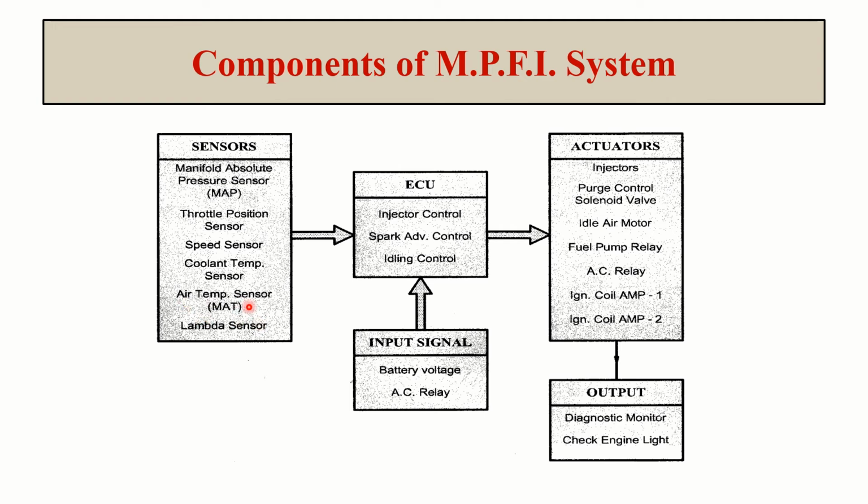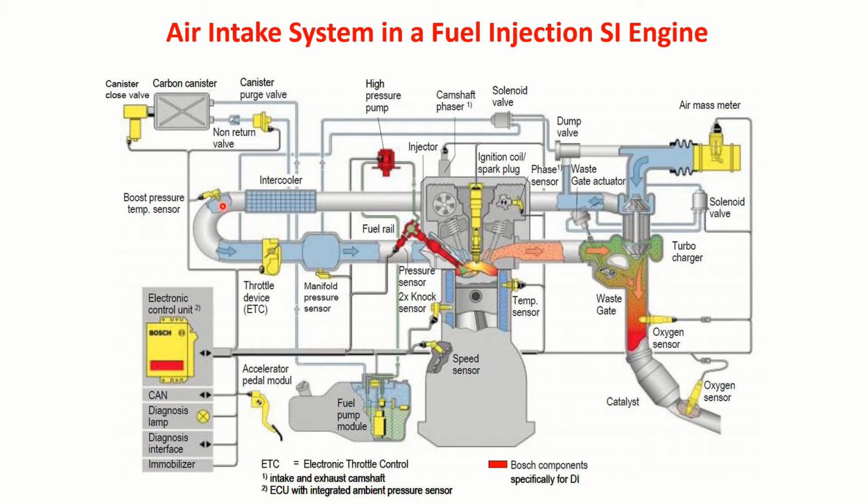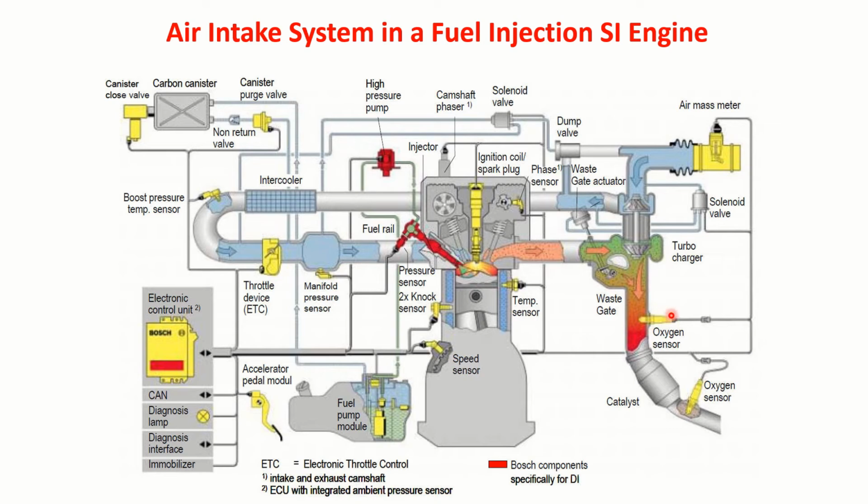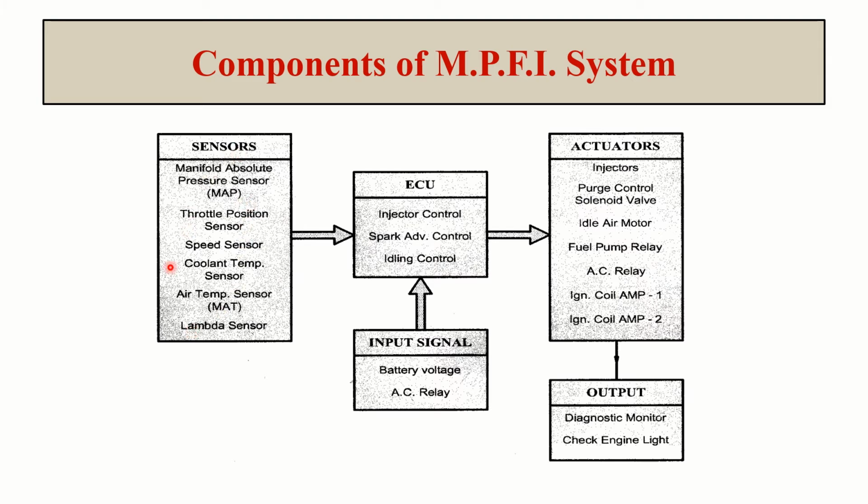Then the air temperature sensor. You can see here the boost pressure temperature sensor. Sometimes they maintain one at this point also. So the temperature sensor is there, and that information will also flow to the electronic control unit. Then you have the lambda sensor, which is nothing but the oxygen sensor. That information will also be sent to the electronic control unit. So these are all the information the electronic control unit receives.